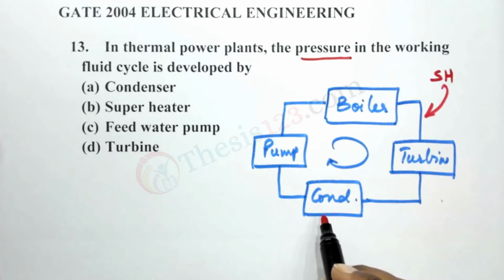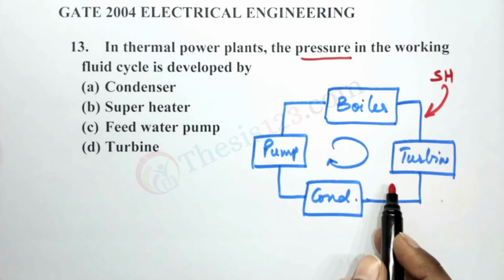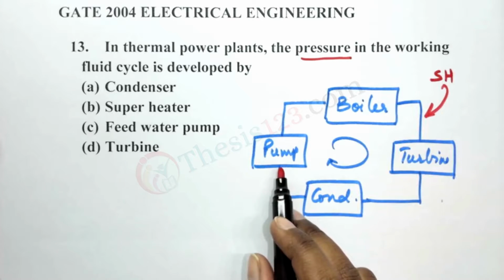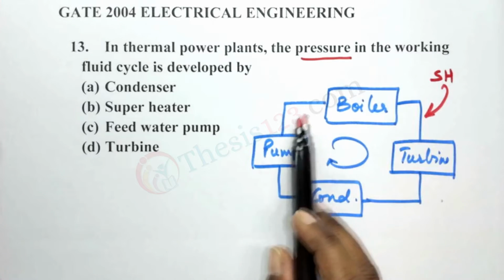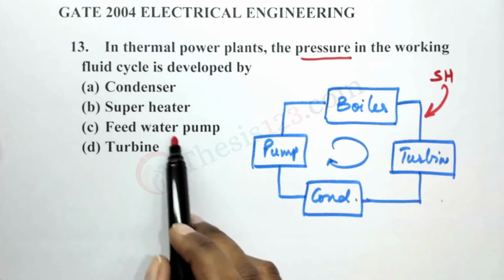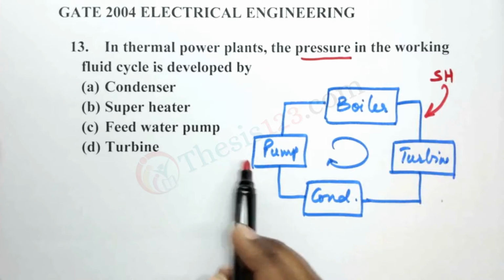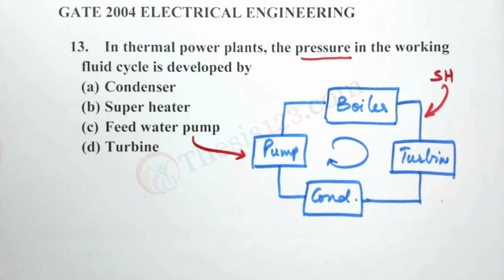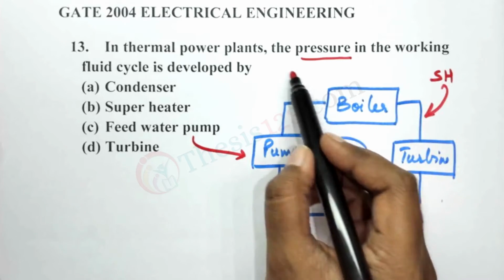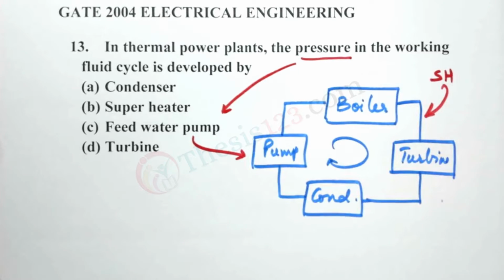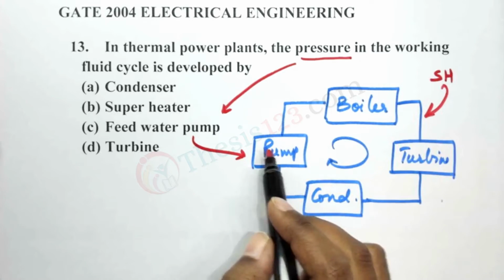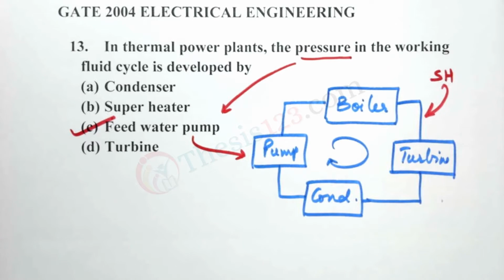So here we have our condenser in the option here. So what the condenser actually does, it condenses the steam, or it converts the steam from the turbine into water again. So that water needs to be pumped back into the boiler. So that is the function of the feed water pump. Now the function of pumping the water back into the boiler brings in the factor of the pressure. Now the pressure in this entire cycle is developed by the pump, or in this case by the feed water pump. So the right option for this question is feed water pump, option C.